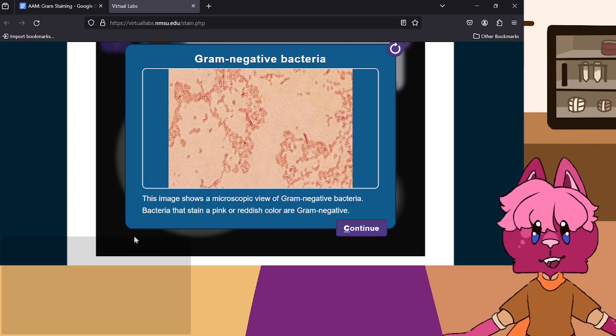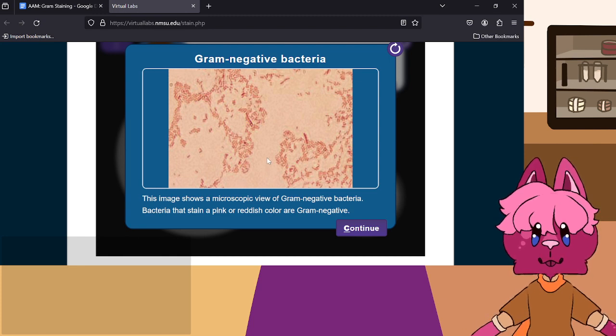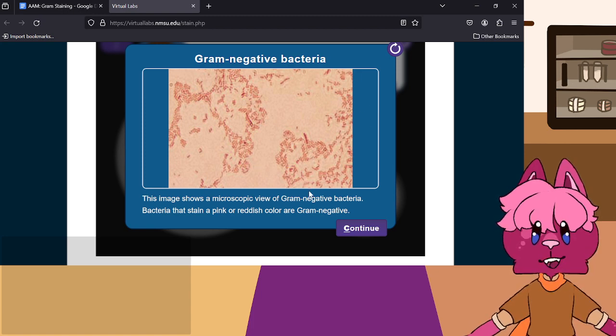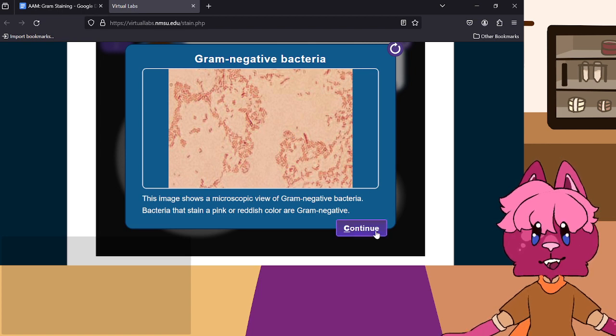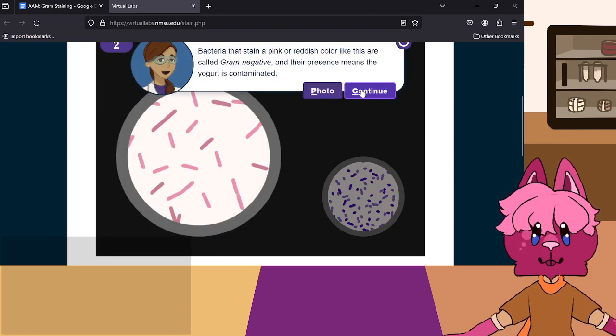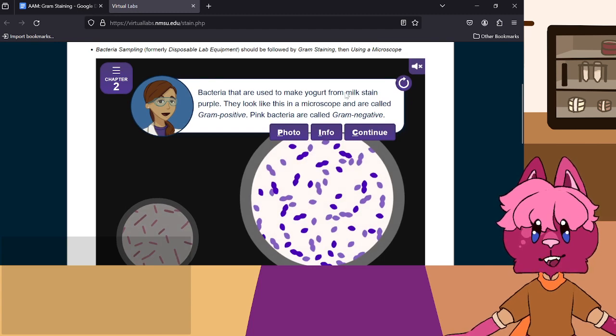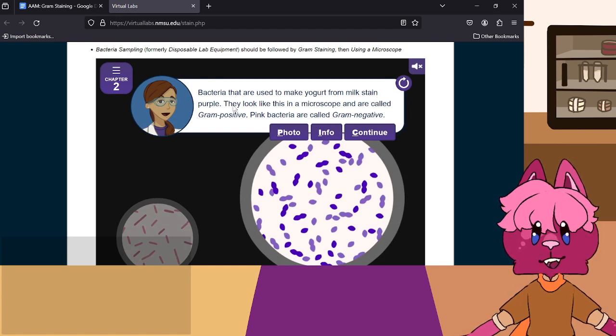So this is a microscopic image showing, I think it's not cocci. I think it's bacilli. It could be cocci, it's hard to tell. I don't think it's cocci though. And then bacteria that are used to make yogurt from milk stain purple.